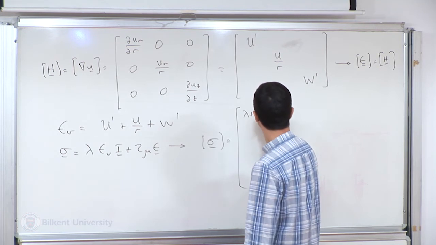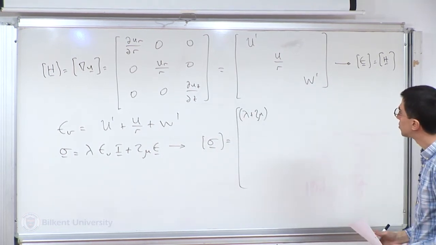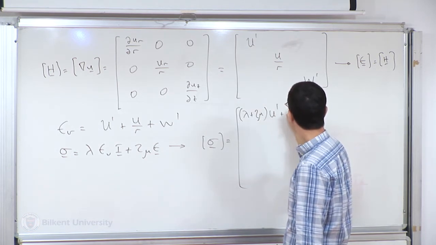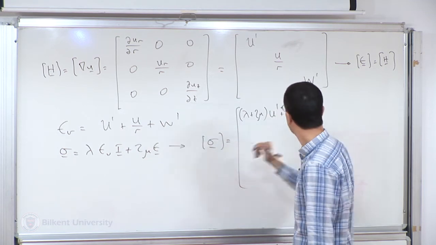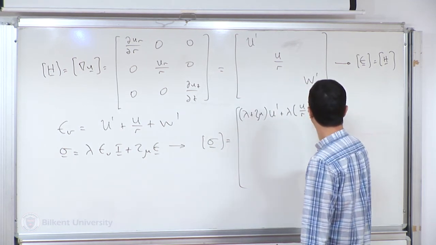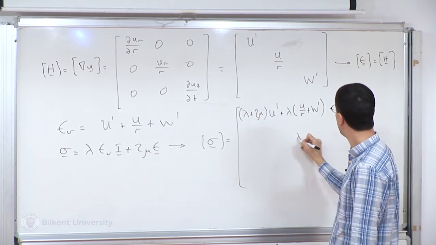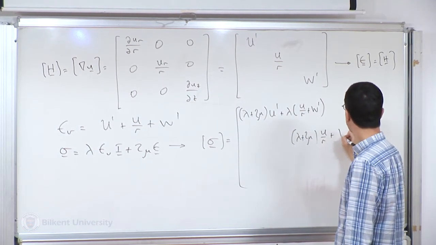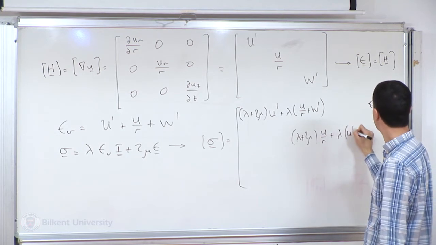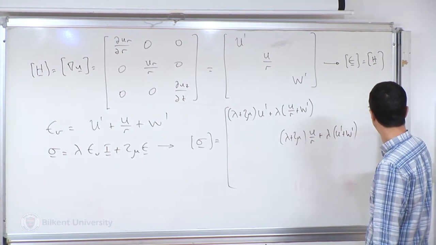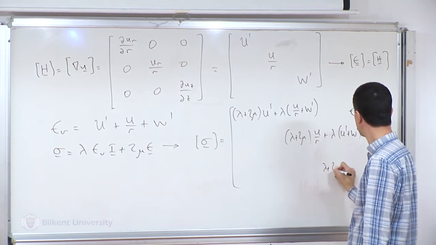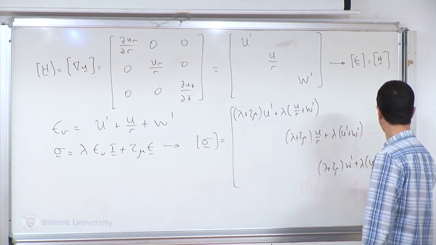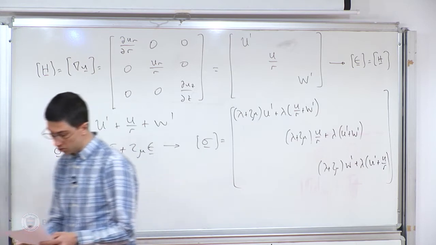So for instance, sigma_rr is equal to (lambda plus 2 mu) times U prime plus lambda times (U over r plus W prime). And then sigma_theta theta is (lambda plus 2 mu) U over r plus lambda times (U prime plus W prime). And then sigma_zz is equal to (lambda plus 2 mu) W prime plus lambda times (U prime plus U over r). Those are the only non-zero components of the stress.